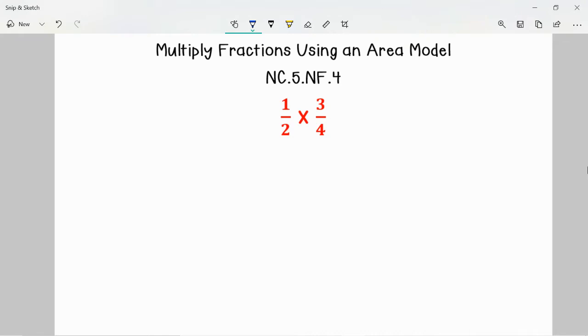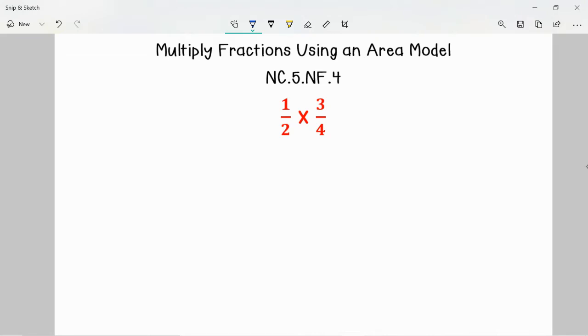Also, prior to their work with using models to find products of fractions, students will have spent some time thinking about the magnitude of products. And in this case, they could recognize that each of these factors is being multiplied by a factor that is less than one whole, which means that the product will be less than both of these factors. So knowing this, we know that the product will be less than 1/2 and less than 3/4. That will help us determine if the answer we get is reasonable.